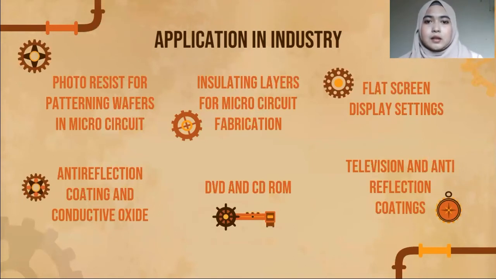The applications of the spin coater machine in industry are firstly photoresist for patterning wafers in microcircuits. Secondly, insulating layers for microcircuit fabrication. And third, flat screen display setting, anti-reflection coating and conductive oxide, DVD and CD-ROM, and lastly television and anti-reflection coating.